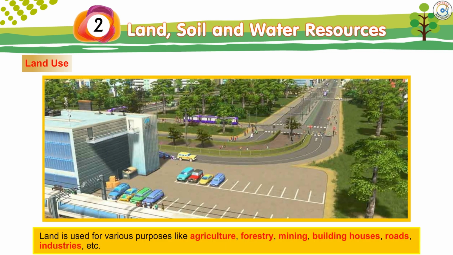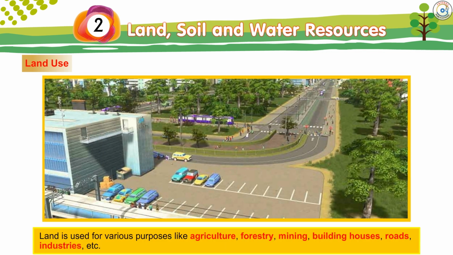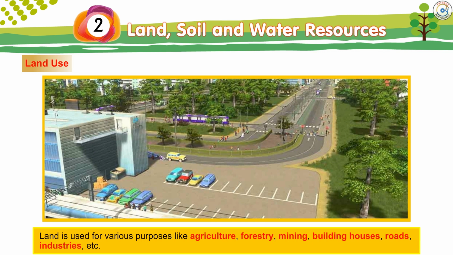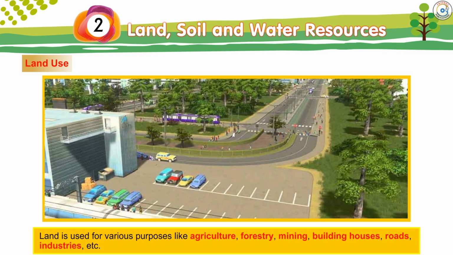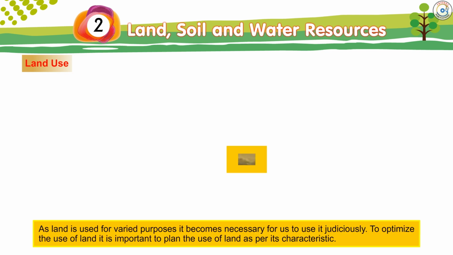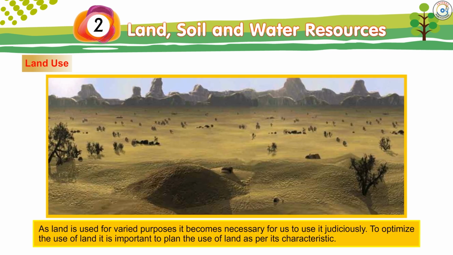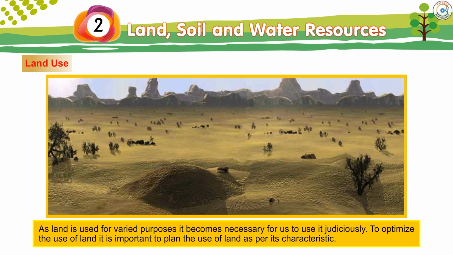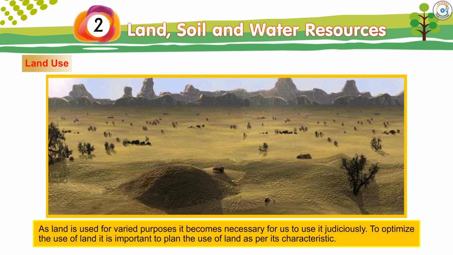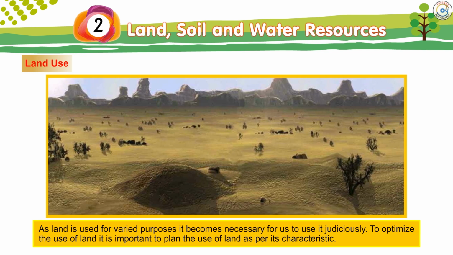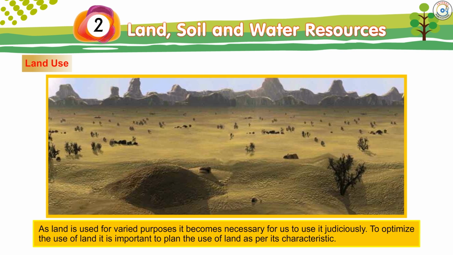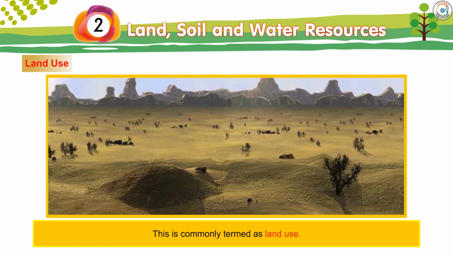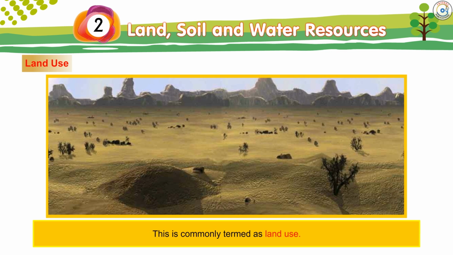Land use. Land is used for various purposes like agriculture, forestry, mining, building houses, roads, industries, etc. As land is used for varied purposes, it becomes necessary for us to use it judiciously. To optimize the use of land, it is important to plan the use of land as per its characteristic. This is commonly termed as land use.